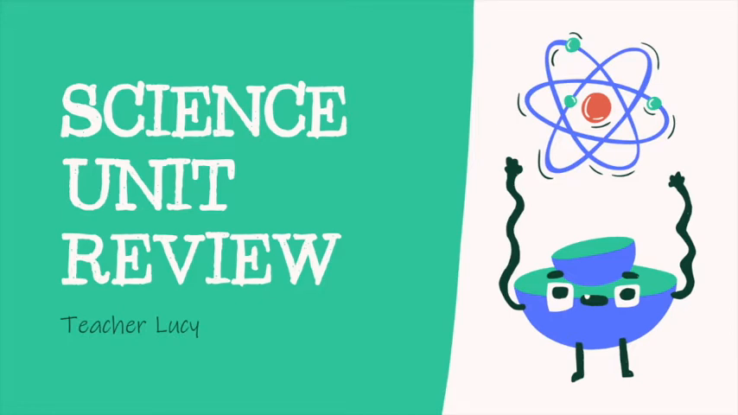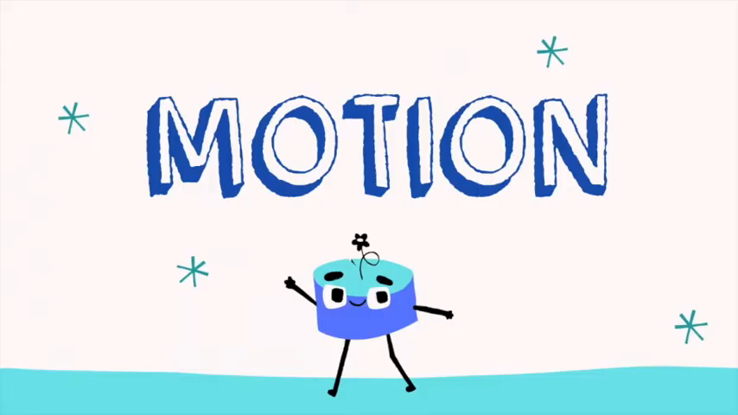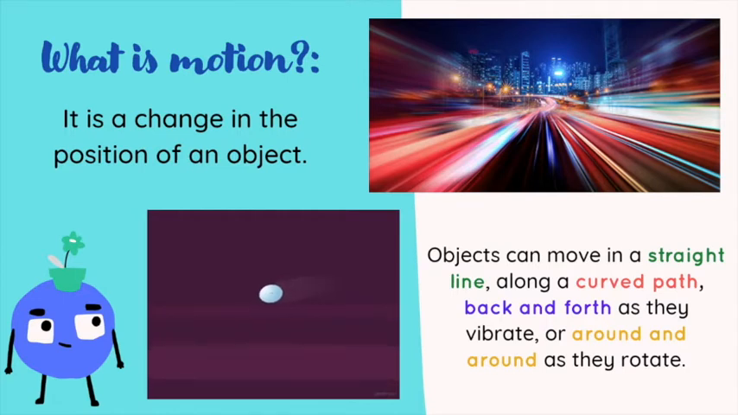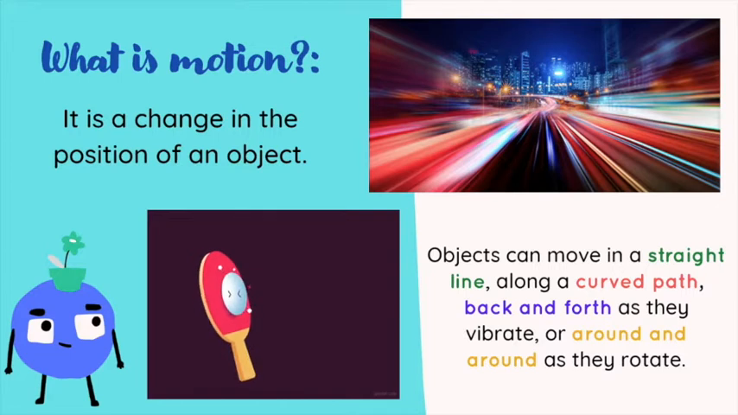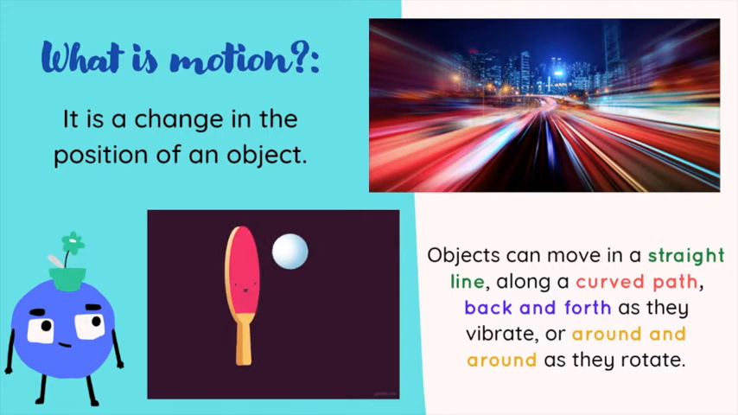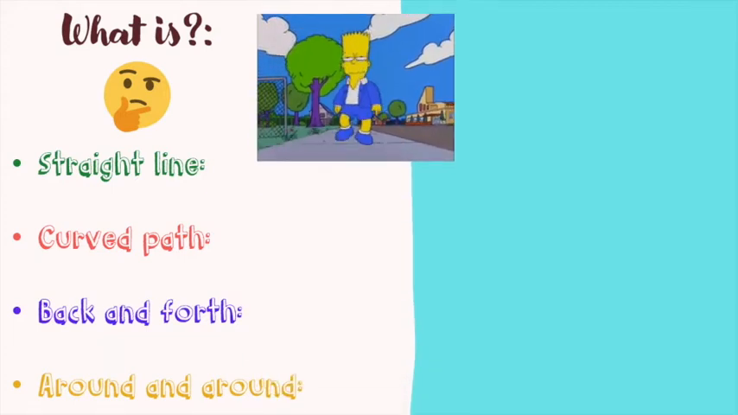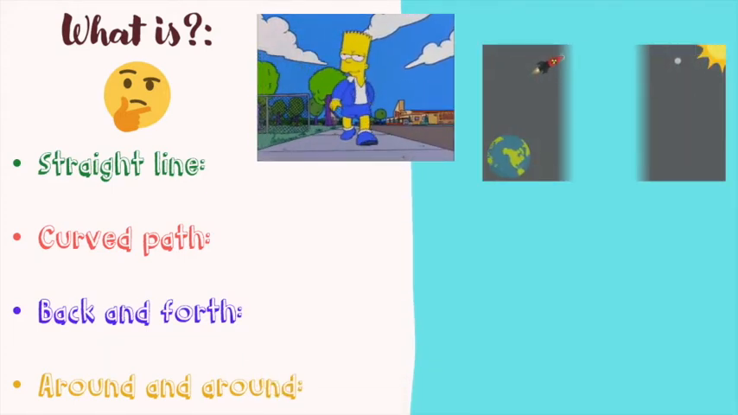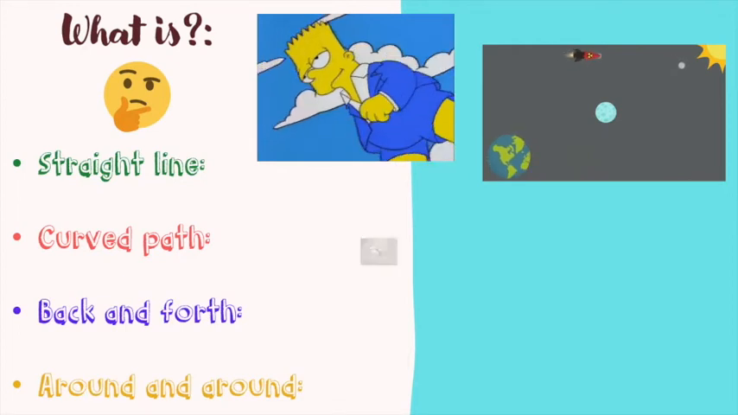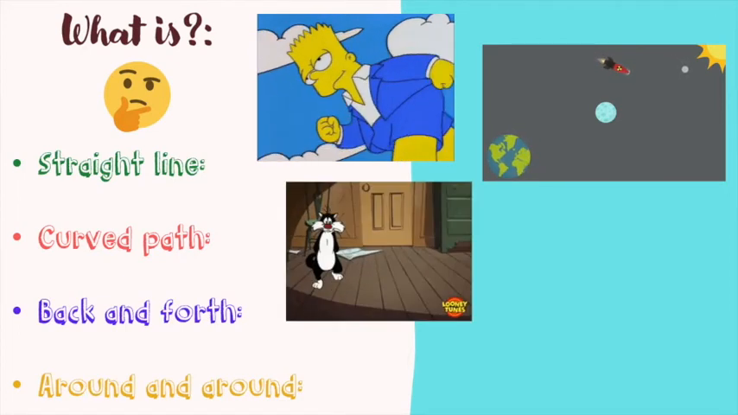Today we are going to do a unit review about unit number 9, which is about motion. So remember that when we talk about motion, we talk about the change in the position of an object. It means how this object changes from one place to another. In the case of objects, we find that we have different ways in which they move. We have a straight line, a curved path, back and forth, and around and around.